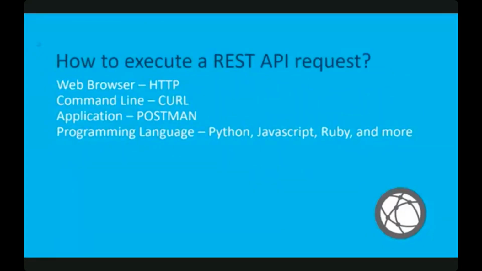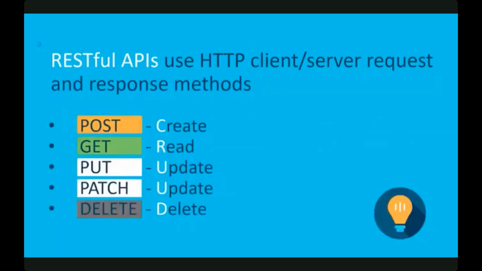So how do you execute a REST API request? Well, there are different ways you can do it. You could use your web browser using an HTTP request right from the address bar. You could use a command line tool like curl. You could use an application or program like Postman, or you could use a programming language like Python, JavaScript, Ruby, and many others. RESTful APIs use HTTP client-server request and response methods.